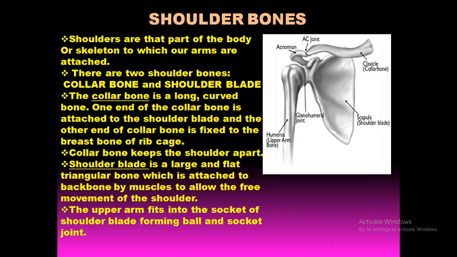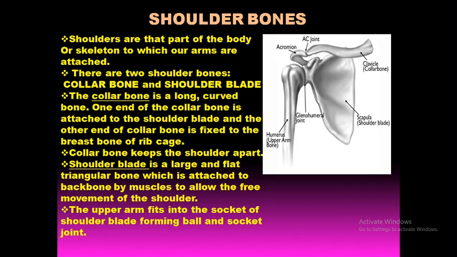So first is the collarbone. It is a curved bone. One end of the collarbone is attached to the shoulder blade and the other end of the collarbone is fixed to the breastbone of the rib cage. If you see the collarbone, it is attached to organs on both sides. One side it is attached with the shoulder, on the other side it is attached to the breastbone of the rib cage. So this is all about the collarbone.